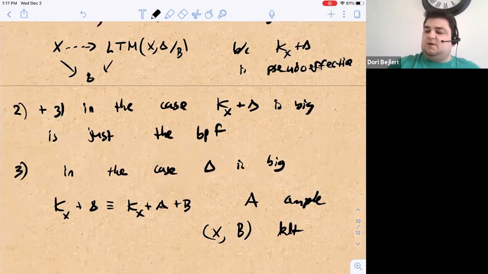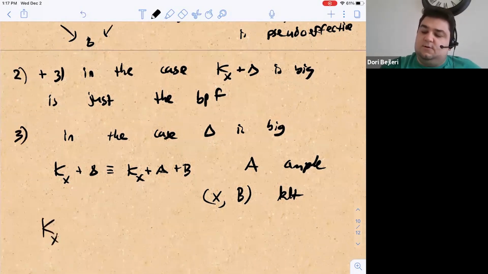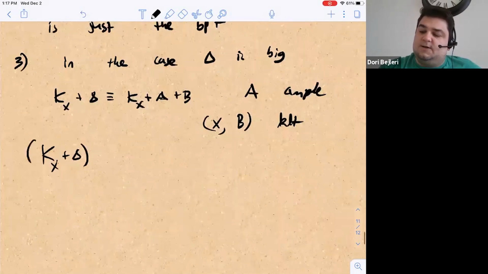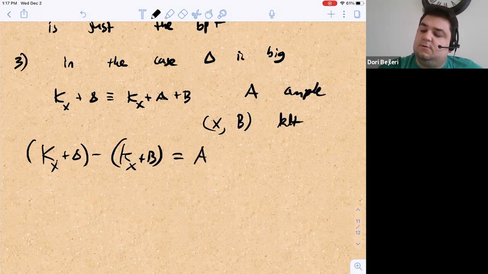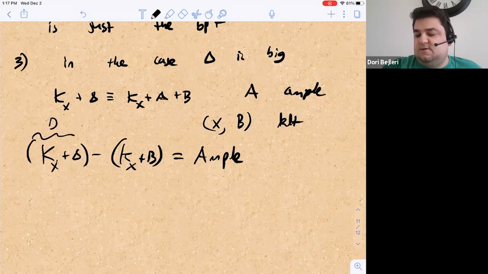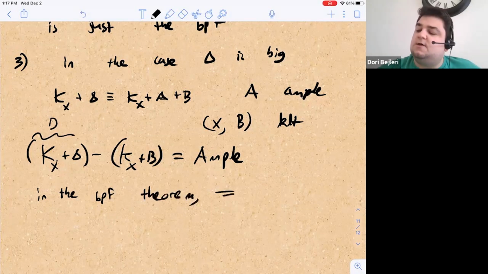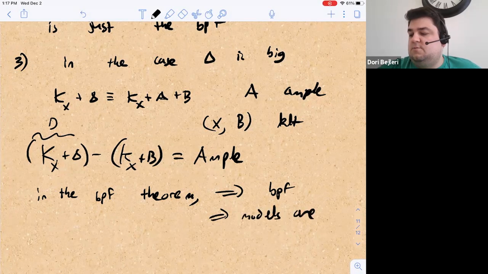So they have to give some arguments to show that you can do it in such a way that x comma b is KLT, but now kx plus delta minus kx plus b is ample. It's A, but it's also ample. And so if we let this be D in the BPF theorem, then that implies base point freeness, which implies that models are good and implies finite generation.